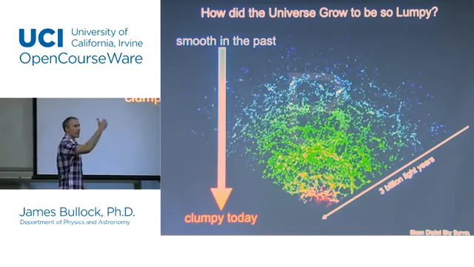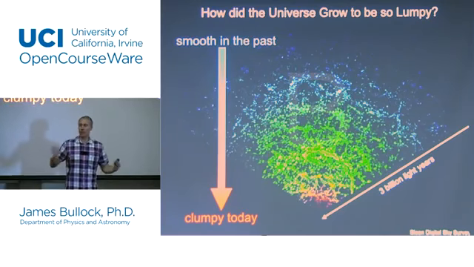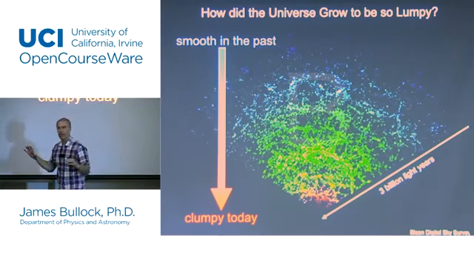Somehow, the universe went from a state that was almost perfectly smooth, with no structure at all, to today, where we look around us and it's a vast network of complicated galaxies.